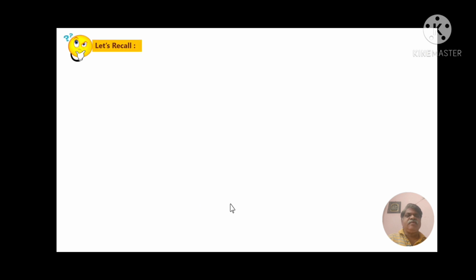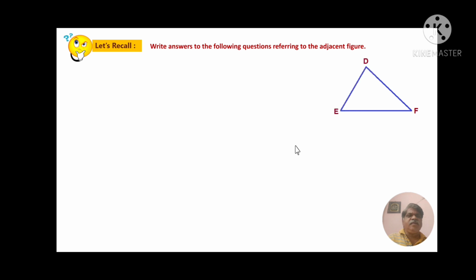Friends, let us recall a few things. Write answers to the following questions referring to the adjacent figure. Here you can see the triangle DEF. Depending on this, let us have a few questions and answers. Which is the angle opposite to side DE? Naturally, here it will be angle F. So angle F is opposite to this side DE.